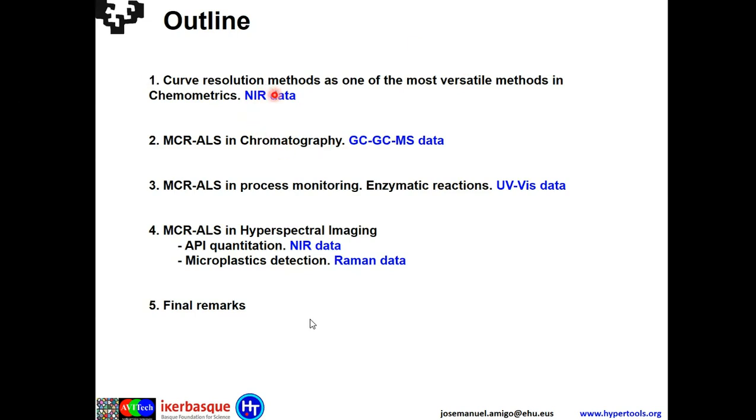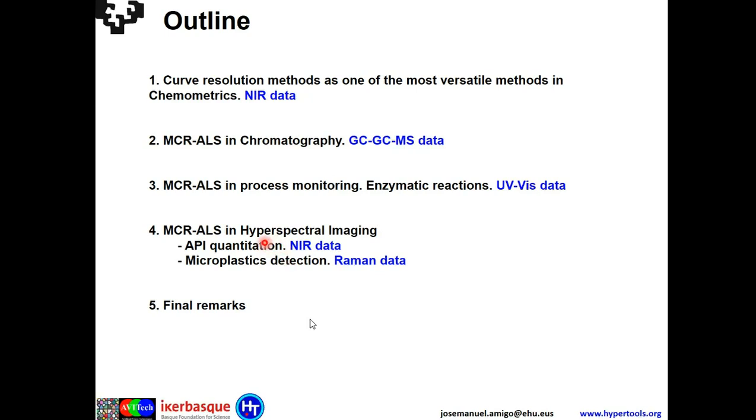I will do a recap of what they have said before using near infrared data. And then I will explain one case in which applying MCR in chromatographic data is actually extremely important. Then I will explain how to use multivariate curve resolution in process monitoring as well, in how we can model reactions, specifically an enzymatic reaction using ultraviolet visible data. And of course, since, as Hadi said before, I mostly use hyperspectral imaging these days, I will show you two examples.